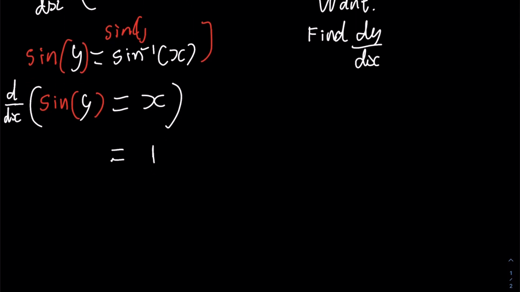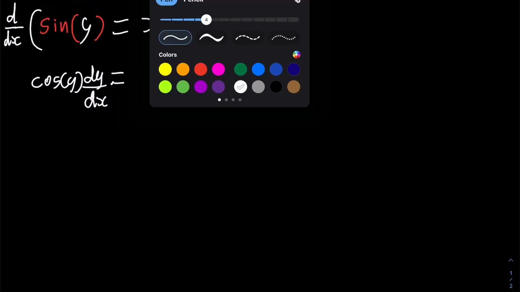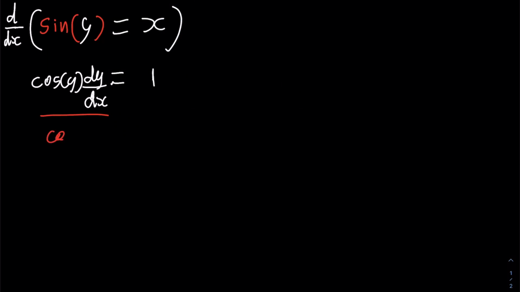So what do we do? We take the derivative of the outer function, so that is the derivative of sine, which is cosine y, then multiply by the derivative of the inside. Now the derivative of y with respect to x is dy by dx, and we want to isolate dy by dx, and we have a dy by dx here. Now how do I isolate this? Well, we divide by cosine y on both sides in order to get dy by dx on its own.